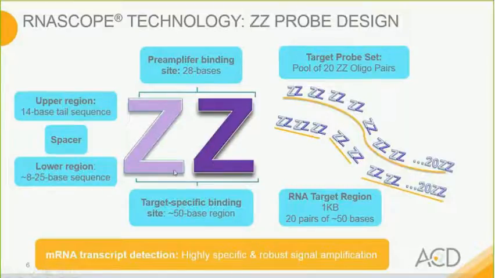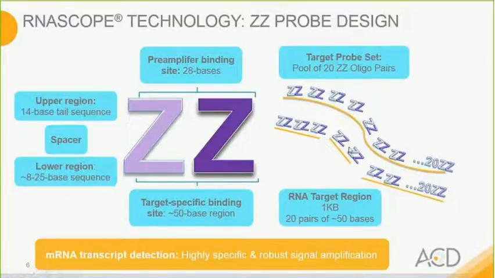The lower region of the Z binds directly to mRNA. This lower region contains an 8 to 25 base sequence that is specific to your target. Zs are used in pairs. In pairs, the upper region of the Zs will provide 28 bases for the preamplifier binding. Both Zs bind adjacent to each other to your target region from the lower region.